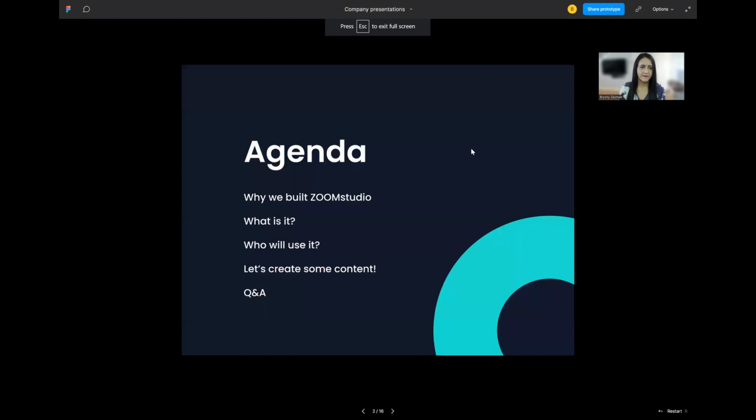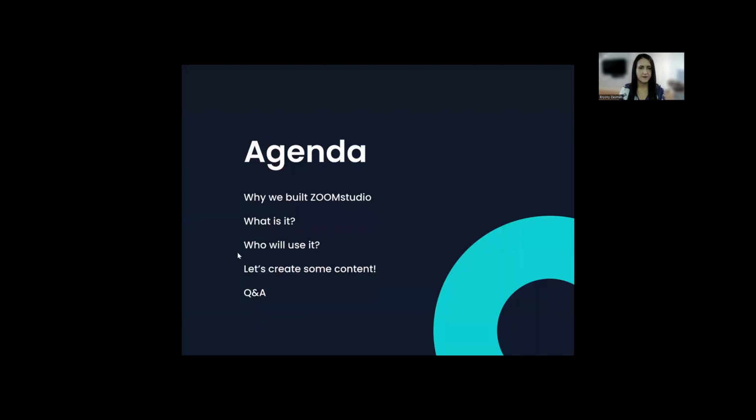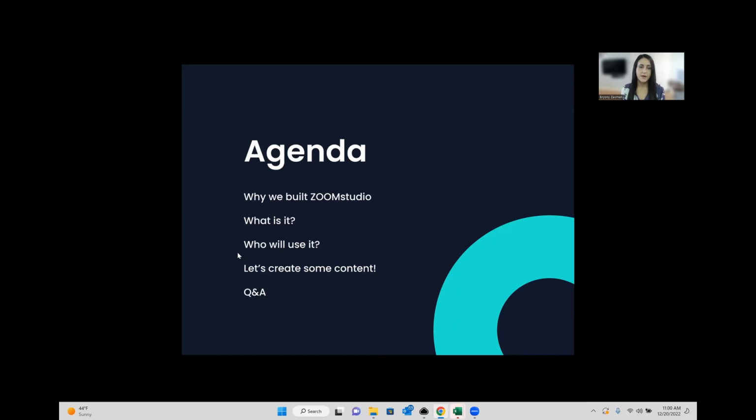So we're going to do the same intro, talk a little bit about what ZOOMstudio is and why we built it, but then we're going to get into website integrations, which is the topic of today's session. So just to cover our agenda, we're going to start by talking a little bit about why we built ZOOMstudio. We're going to talk about what it is, who will use it, and then we're going to create some content. After that, we're going to talk a little bit about the website integration options.